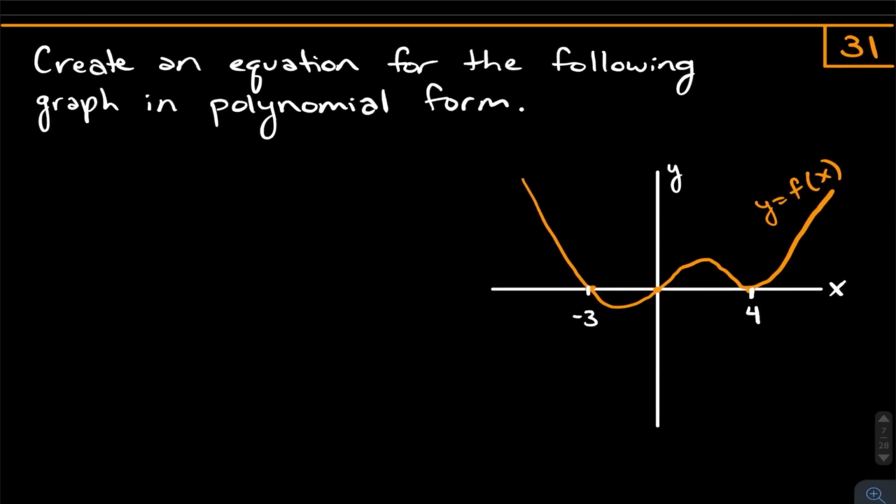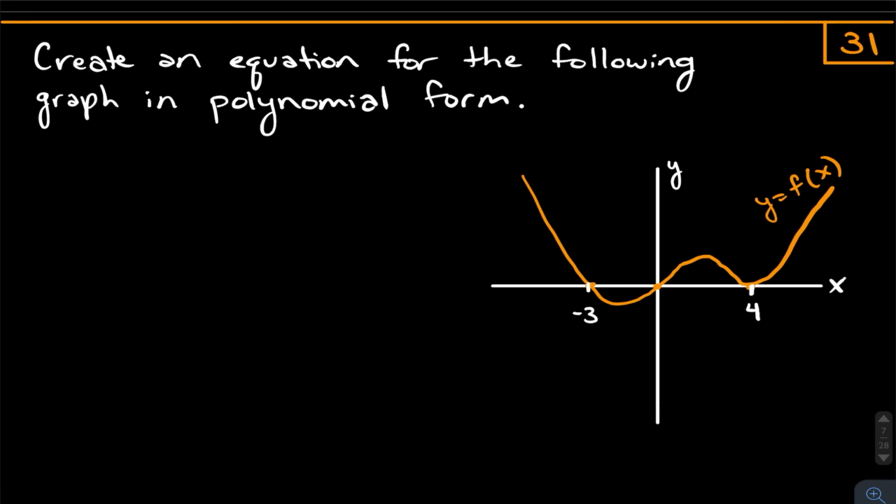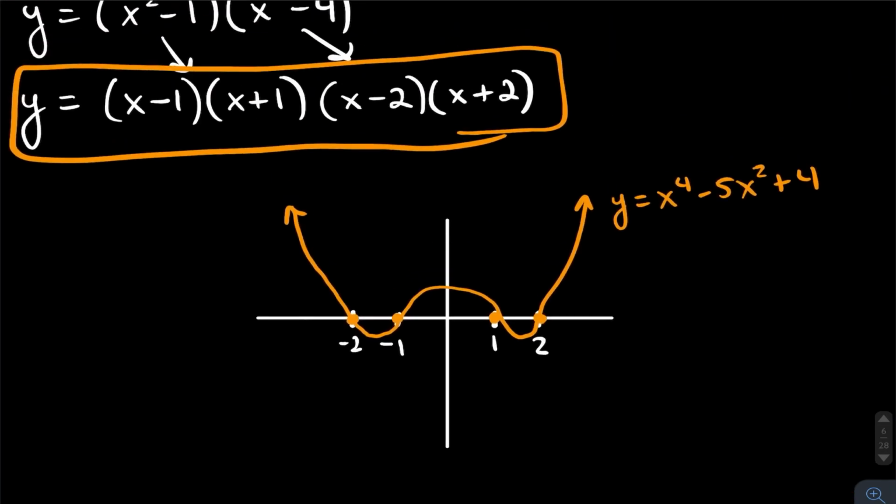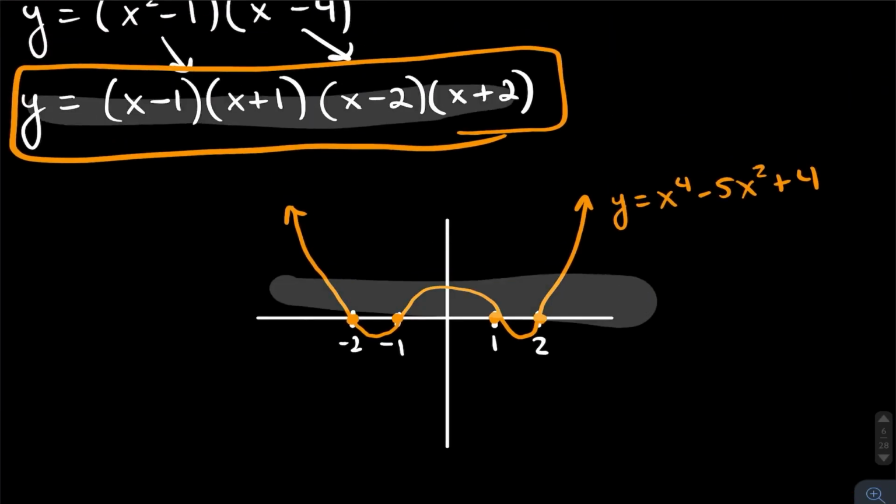Okay, now this is kind of the same idea as question 30. We want to create an equation for the following graph in polynomial form, right? So now we're given this graph, and we want to get from here to here. Okay, let's see if we can do it.